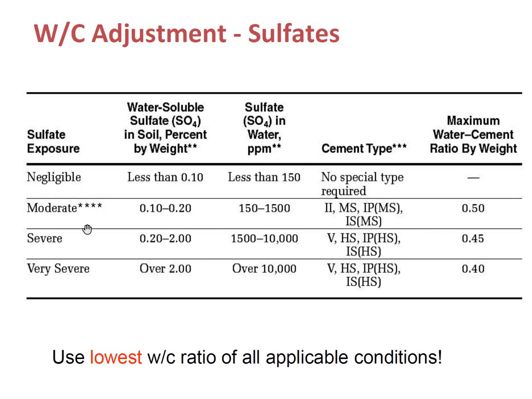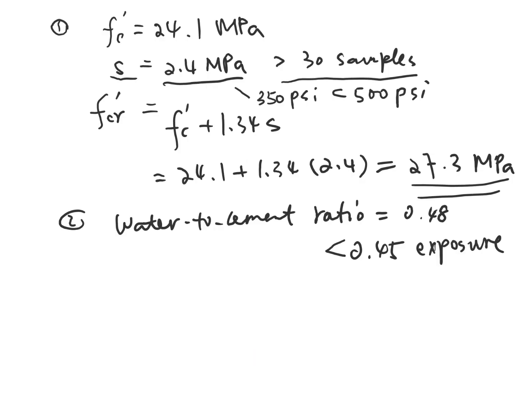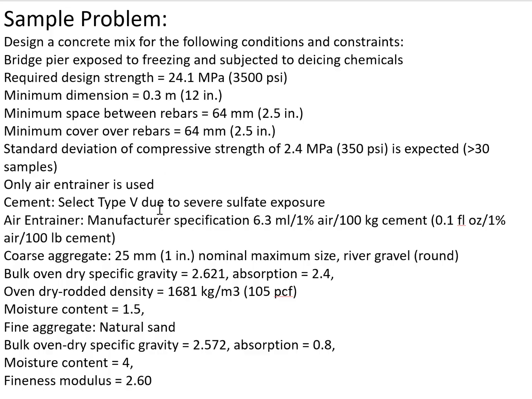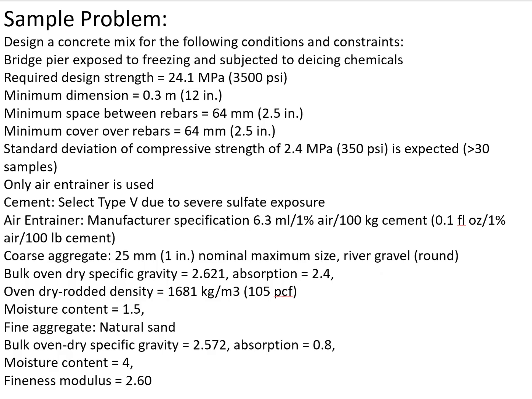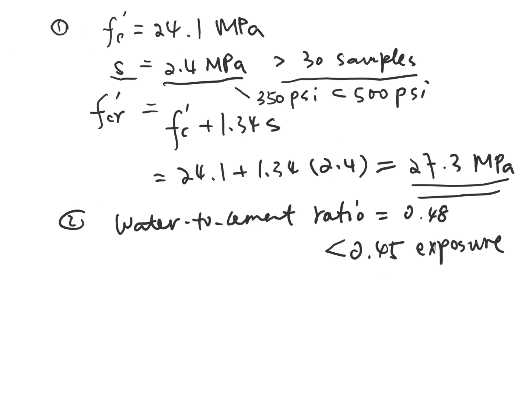For sulfate exposure, the question says that it will be under severe sulfate exposure. So from this table we can check severe sulfate exposure. You can see we use type 5 cement, and the maximum allowed water to cement ratio should be 0.45. Okay, so for sulfate exposure it's 0.45.